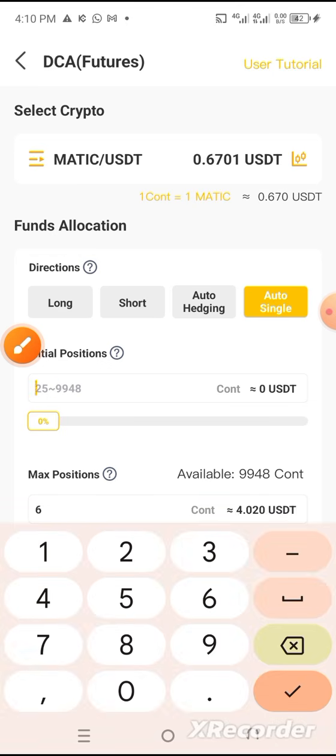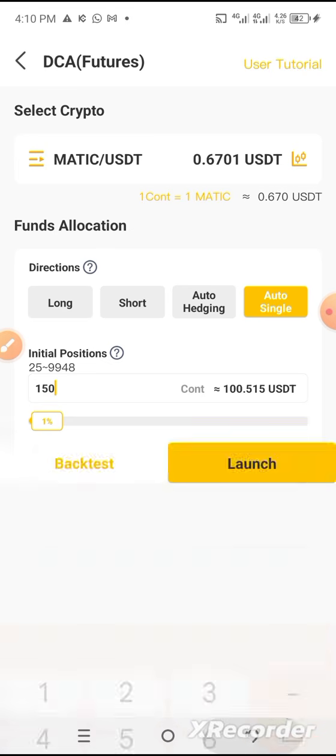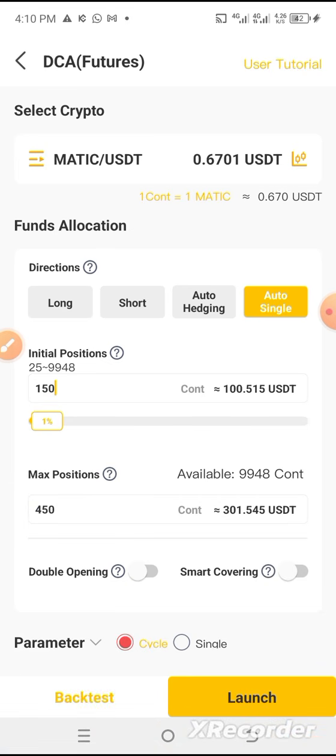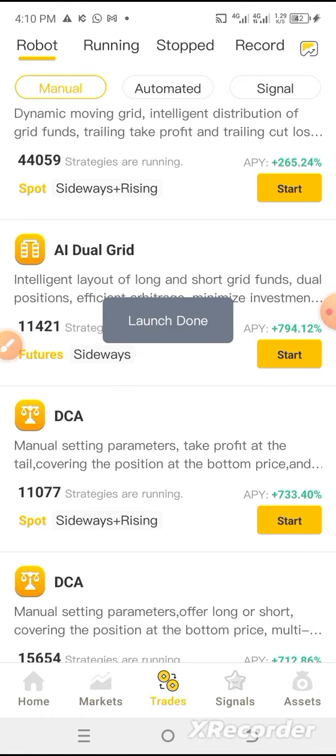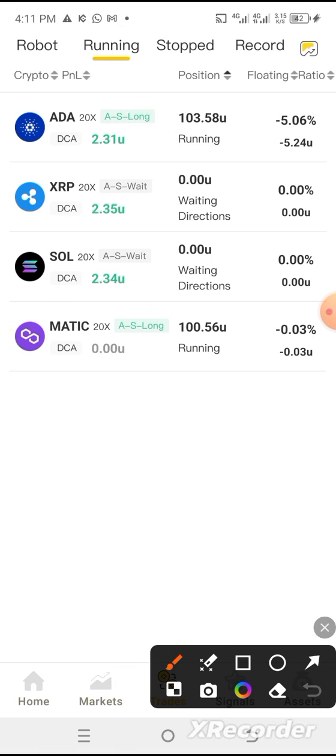So let me change 25 to 150 here. Oh, wow. I guess right. And this is 100.5. And that's okay by me. So I launch. And that's it. It says launched. So let's come to run here. As you can see, this is the new coin that is launched. It is running. It wasn't there before. And this is also running.